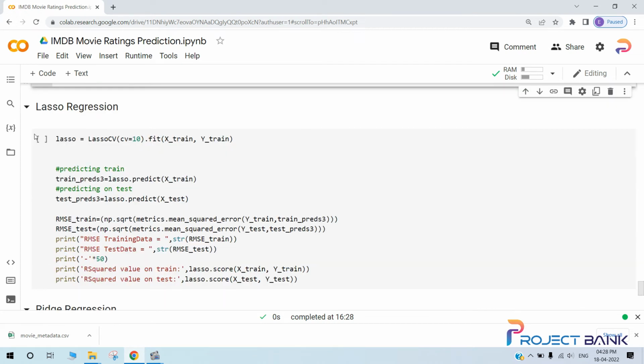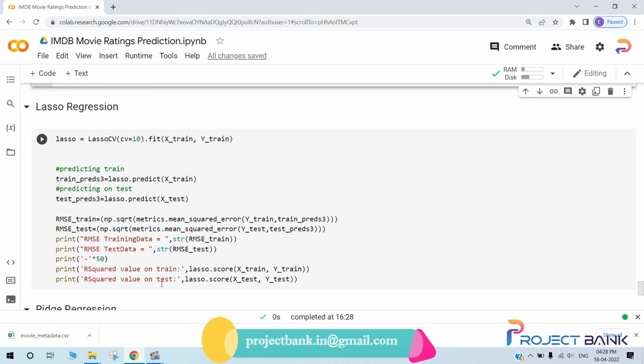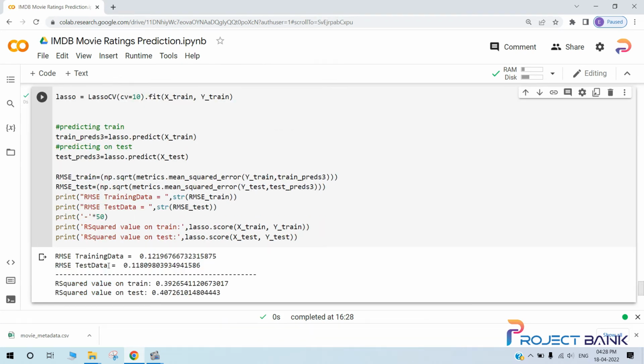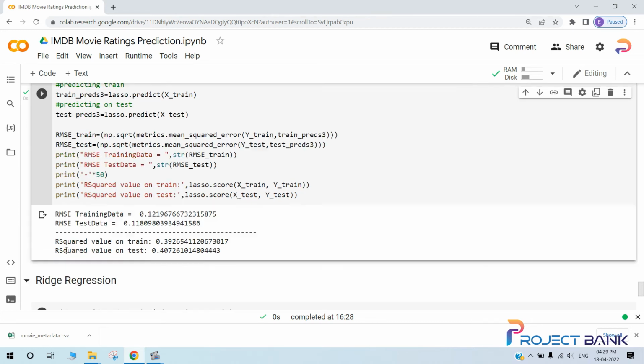For lasso regression also, in the same way we have defined the RMSE train value and the RMSE test value, and we have printed those values: RMSE on training data, RMSE on test data, similarly R square value on train data and R square value on test data. So let's run this cell. The RMSE value for training data is 12, RMSE value for test data is 11, and the R square value on train is 39 and the R square value on test is 40.